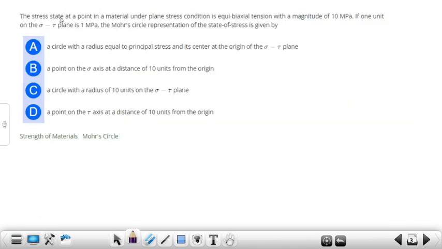Next question: the stress state at a point in a material under plane stress condition is equiaxial tension with a magnitude of 10 megapascal. If 1 unit on the sigma and tau axes, normal stress and shear stress, is 1 megapascal, then the Mohr circle representation of the state of stress is given by. The given data is equal biaxial tension, so only on the normal stress axis, not on the shear stress axis. So the answer will be a point on the stress axis at a distance of 10 units from the origin.